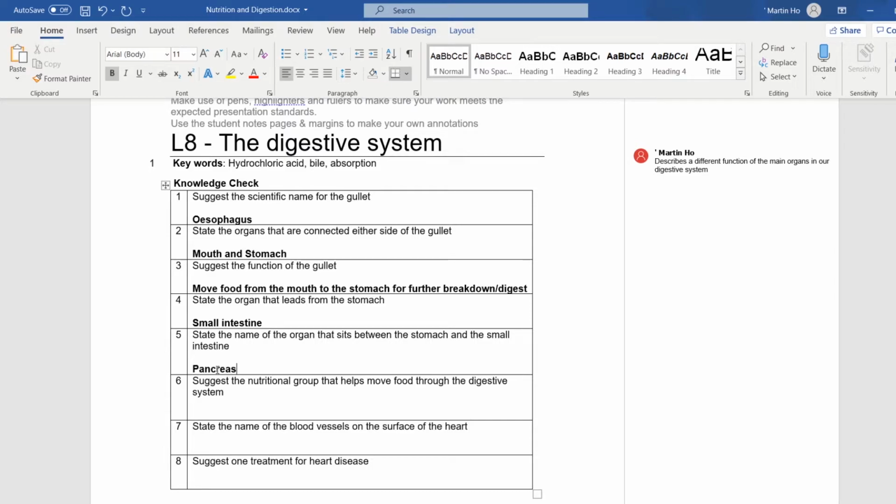This is the pancreas. 6. Suggest the nutritional group that helps move food from the digestive system. This is fiber. 7. State the name of the blood vessels on the surface of the heart. We have coronary arteries. And lastly, 8. Suggest one treatment for heart disease.